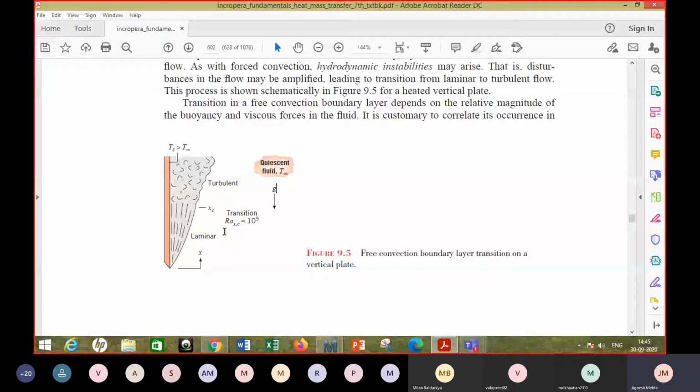So generally, Rayleigh number is nothing but Grashof number into Prandtl number. When the Rayleigh number is around 10 raised to 9, it is seen that there is a transition from laminar to turbulent flow. So you check what the Rayleigh number is in a given case, whether it exceeds 10 raised to 9. If it exceeds 10 raised to 9, you have to consider the case to be a turbulent one. And in case it is less than that, it is laminar, and the correlation could be different for the different cases.